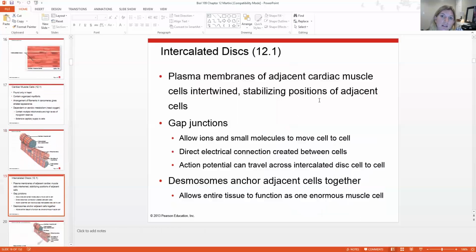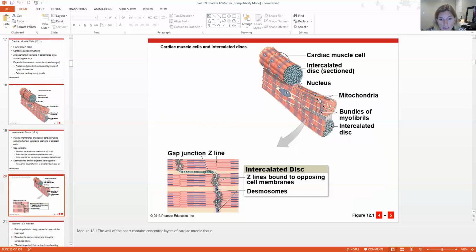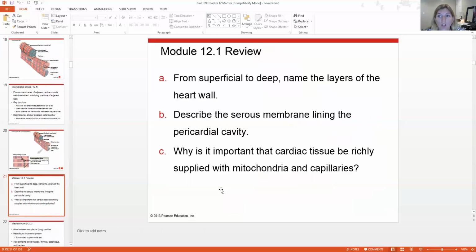Let's talk about those intercalated discs. They're basically specialized gap junctions. They allow ions and small molecules to move from cardiocyte to cardiocyte. They're also a direct electrical connection between the cells. I imagine the cardiocytes as little cells that hold hands, and they say, okay, 1, 2, 3, contract. 1, 2, 3, contract. So they're all kind of holding hands and contracting together. It helps to coordinate the movements. There's also desmosomes, which are special connections to help anchor the cells together. Here you see intercalated discs and those special desmosomes linking them together. You can pause the video here, go back and review this little section.